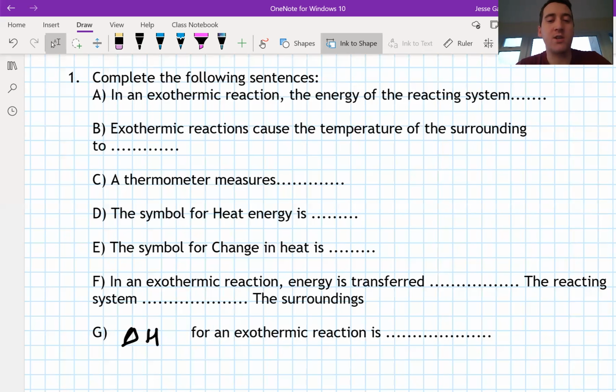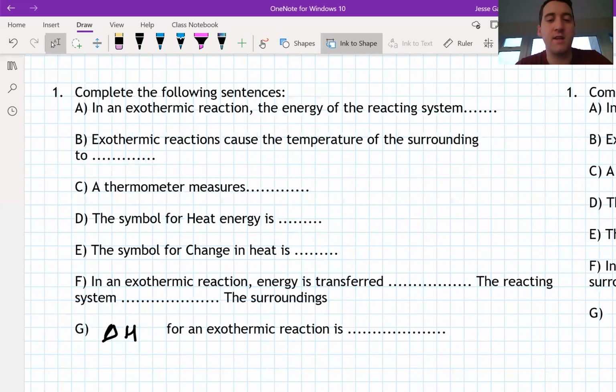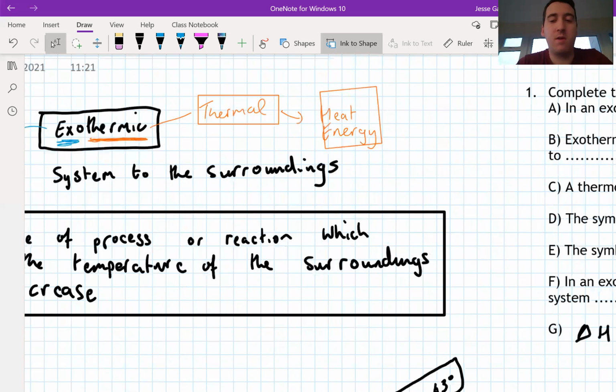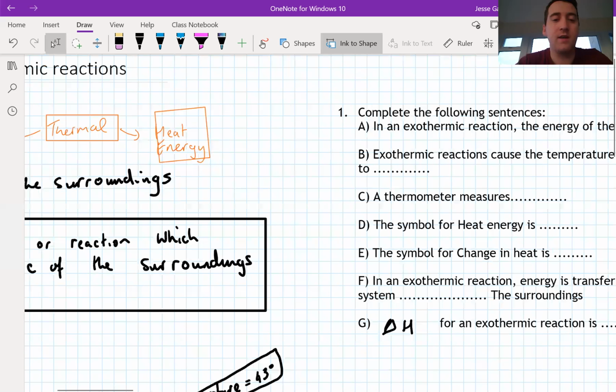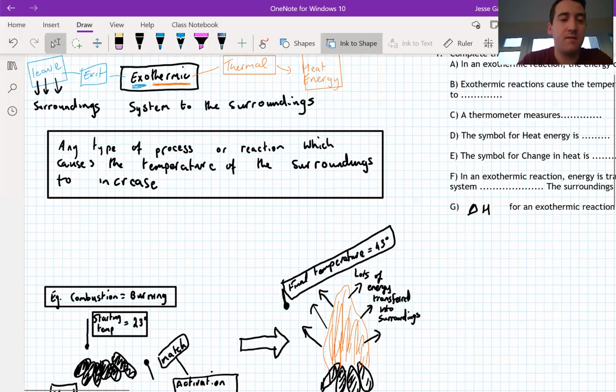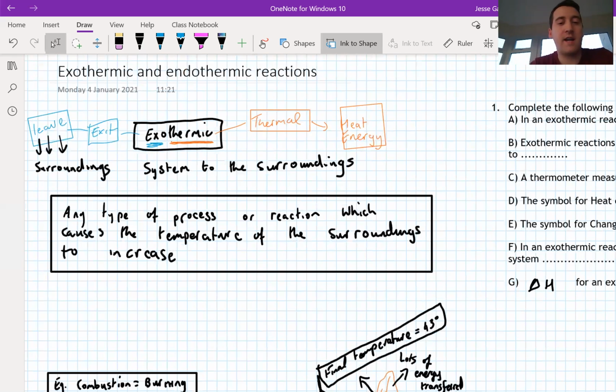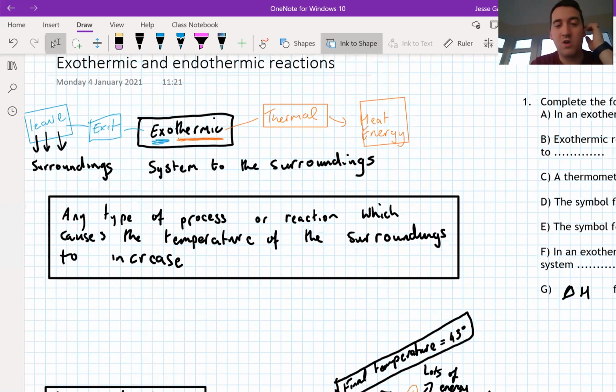In an exothermic reaction, energy is transferred from the reacting system to the surroundings. So it will be from the reactant system to the surroundings. Oh, I suppose you probably weren't able to answer the last one. I forgot to actually tell you about that, so that's another thing I have to tell you up here. Any exothermic is any type of process or reaction which causes the temperature of the surroundings to increase.